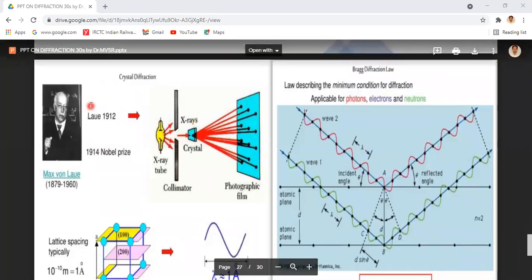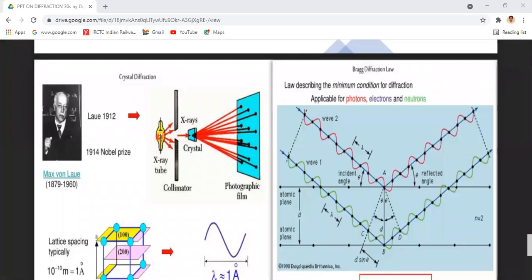Coming to this picture here, the scientist Laue in 1912 got the Nobel Prize for his crystal diffraction, that is X-ray diffraction, in 1914. By using an X-ray tube, we are passing X-rays onto the crystal surface. These X-rays are incident on this crystal surface.